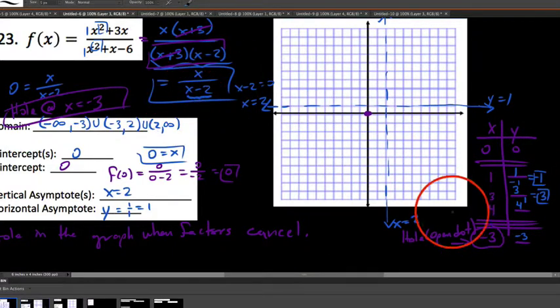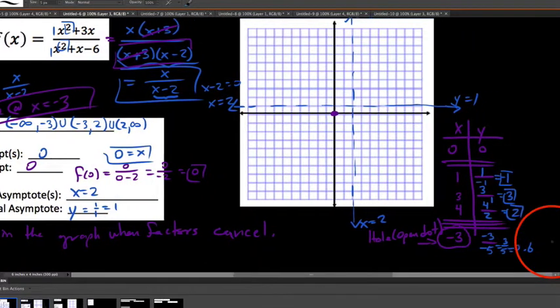Plug in a 4 here. 4 minus 2 is a 2, so we get 4 over 2. That simplifies to 2. And if you plug in a negative 3, minus 2 is a negative 5. So this is kind of fun, but we get 3/5. And I would actually advocate for whenever you get something like this, where you don't know exactly where it's at, just go get a decimal on your calculator, which in this case, we actually get 0.6.